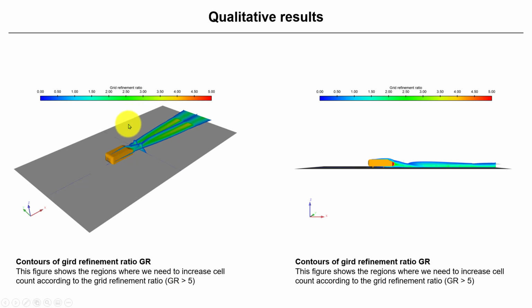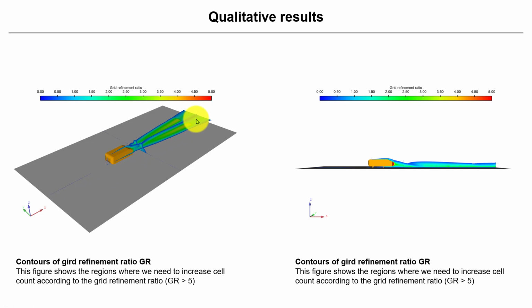See here that this is telling you where you need to add more cells to resolve the vortices better. If we say the ratio should be larger than 5, see that here we're at about 3. So basically we need to double the mesh all around the wake. This is just showing you where you have the integral scales and where you need to put more cells.